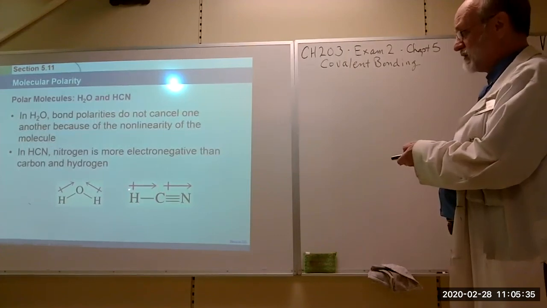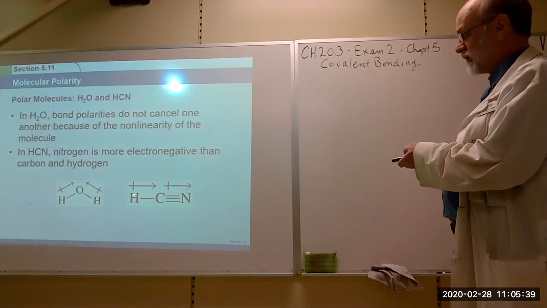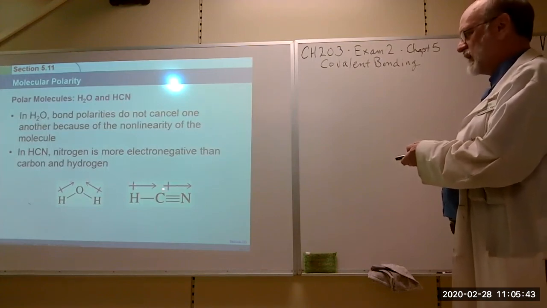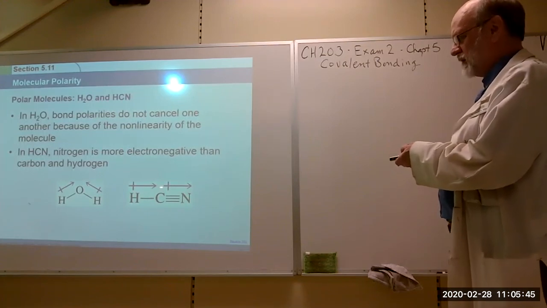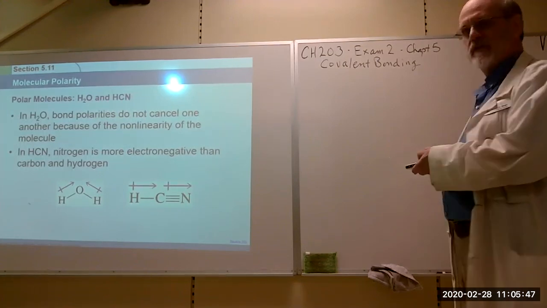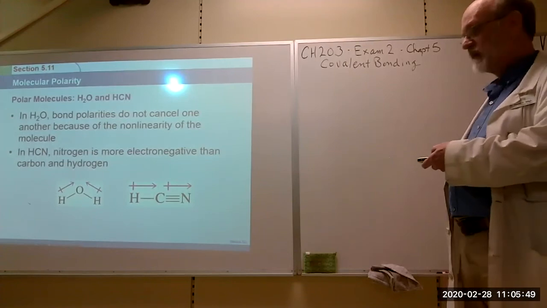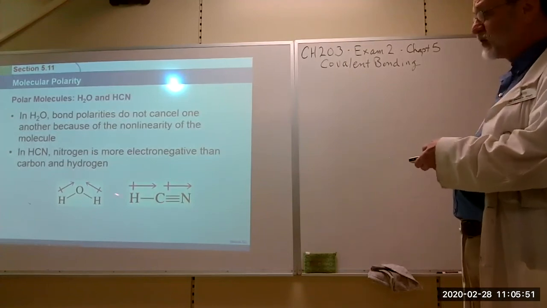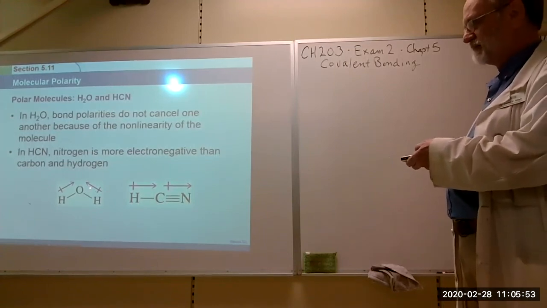The polarity for hydrogen cyanide is toward carbon for this bond and toward nitrogen for that bond. So overall, even though it's symmetrical, the bonds reinforce one another. The polarities reinforce. So this is a polar molecule. This one's polar because it's bent, right?